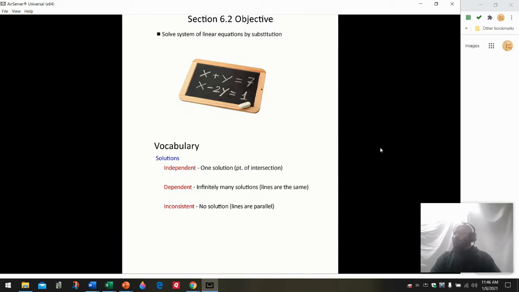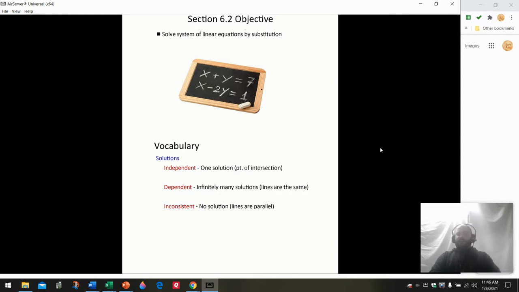And hopefully you recall that there are three different possibilities when you graph two lines as to how many solutions there could be. There could be one, which means the slopes are different and the y-intercepts are different, and they cross in one place. The y-intercepts could be the same for that too, but the important part is the slopes are different.